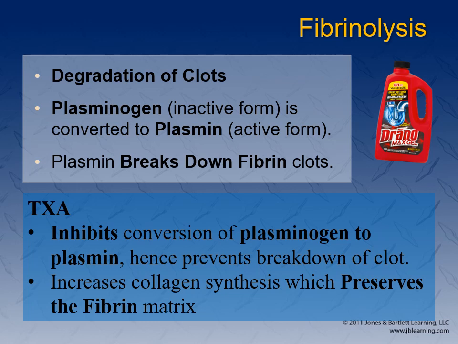So again, degradation of clots. How does it happen? Plasminogen is the inactive form. Where is it located? In the tissue. It migrates in and is converted to plasmin. Plasmin is going to be like a Drano. It's going to clean this place out. TXA makes it so that pathway doesn't work. It doesn't allow plasminogen to become plasmin. And so it preserves that fibrin matrix so we have a better, stronger clot. We then bleed less over a long period of time.